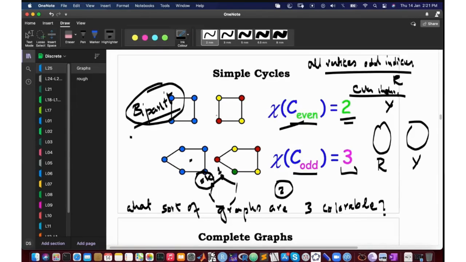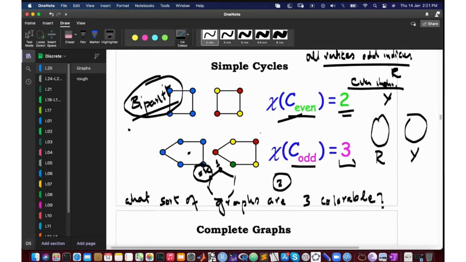How do I figure out whether a graph is three colorable or not? What do you guys think? I don't know about you, but the answer to this question is that no one knows up till this point. This is an unsolved problem, and no one knows how to figure out whether a graph is three colorable or not.